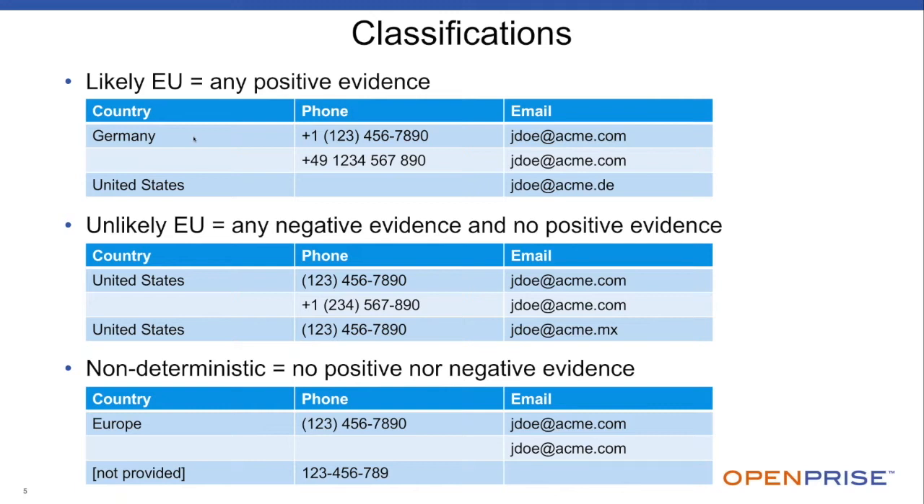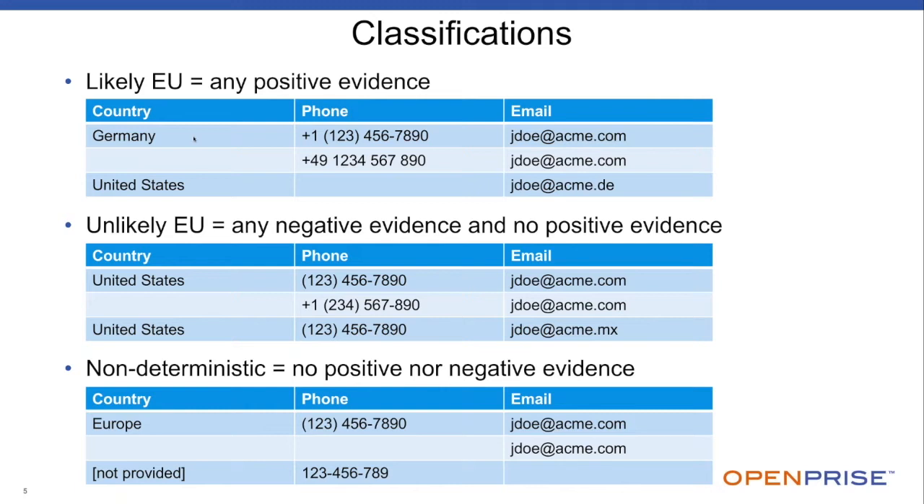Similarly, in the second example, the country is blank. However, the phone number field has +49. That indicates this is possibly a German phone number, and so we put that in the likely EU classification. In the third example, although the country says United States and we don't have a phone number, the email has a .de domain. Again, this is a sign that this is likely a German data subject.